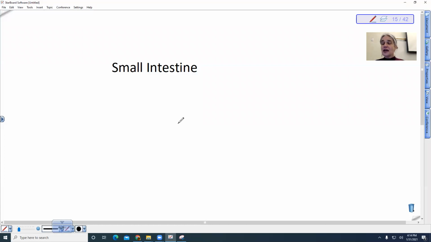So if we look at the connection with the stomach, we have a valve, and the stomach connects to the first part of the small intestine called the duodenum. Sometimes people pronounce it duodenum. I think that both of those actually work, depending upon, I think, one's English and one's American. So duodenum is the first part of the small intestine, and it is really important.